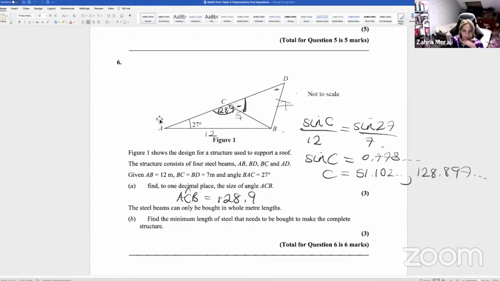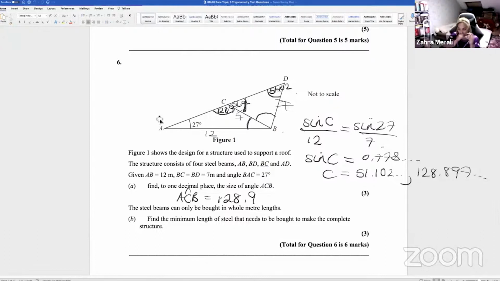So it says find the minimum length of steel. So we've got one side left to find, which is ACD. But what we can find is the whole of AD, because we know now that this is 51.102, isosceles triangle, so is that, which means we can work out this angle here and this angle. So if we can work out this angle and therefore this angle, then we have the whole thing.